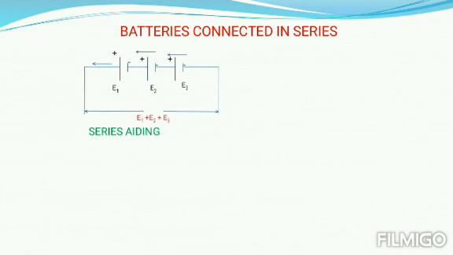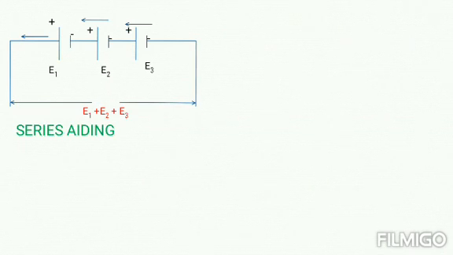Next, let us deal with the batteries connected in series. Here we consider certain examples of different circuits for batteries. In the first example, the 3 batteries are connected in series, and they are connected such that all the 3 batteries E1, E2 and E3 will try to send the current in the same direction, and hence they are said to be connected in series aiding condition.